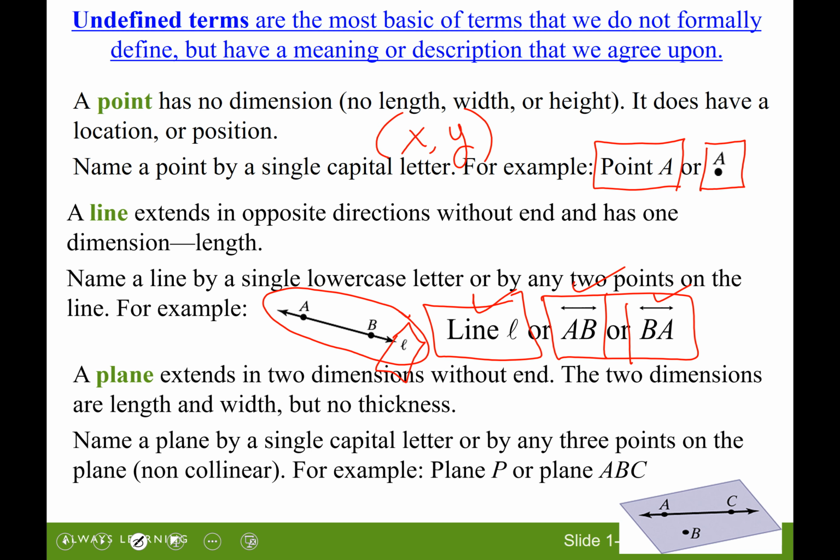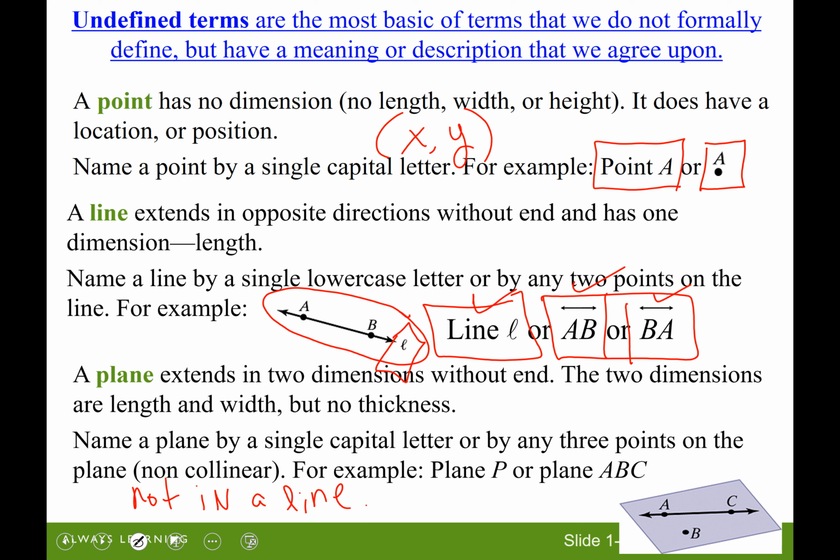Our next undefined term is a plane. A plane extends in 2 dimensions without end. The 2 dimensions are length and width, but a plane does not have thickness. Name a plane by a single capital letter or by any 3 points on the plane, non-collinear. That means 3 points that are not in a line.